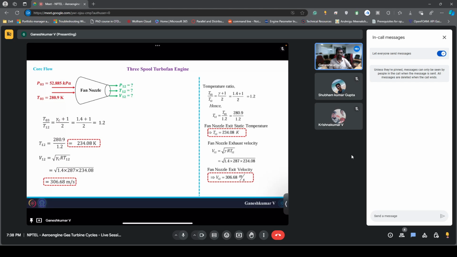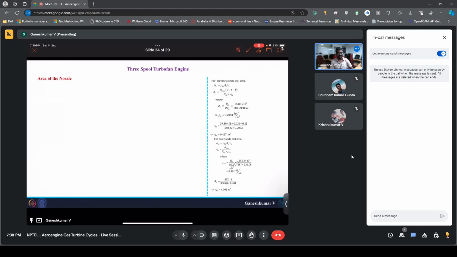Let's see what happens with the area of the nozzle. Again, for the bypass stream there is no change, so I would expect the bypass stream nozzle area to be the same. However, for the turbine nozzle, or the core engine nozzle, our velocity has reduced. So if our velocity has reduced, what happens? The area is going to increase, right? Because velocity is in the denominator. Also our pressure has reduced. So if our pressure has reduced, our density is going to reduce, right? P is equal to rho RT, ideal gas. So if your pressure increases, density increases.